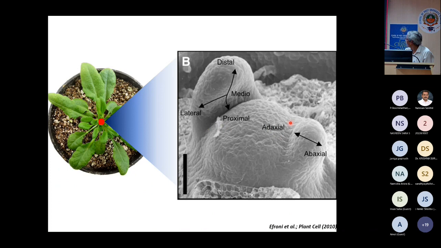This region is the stem cell region. It will never get converted to any organ. These cells always remain stem cells and do not get differentiated into anything. And that happens because a group of transcription factors called KNOX, K-N-O-X, are expressed here in this region, okay?